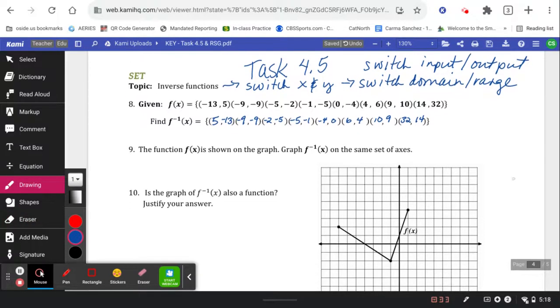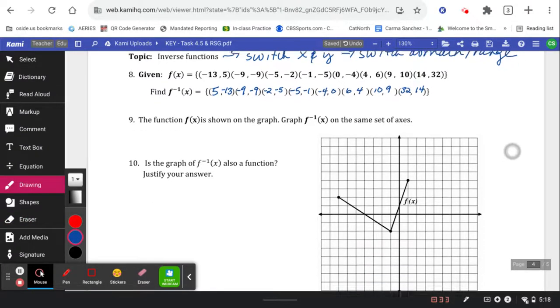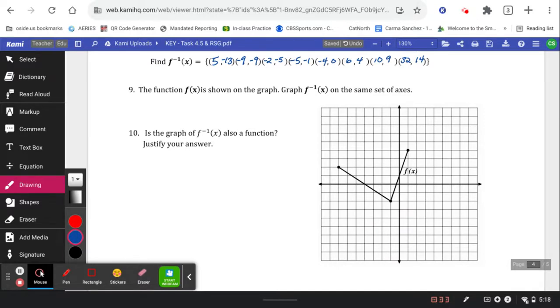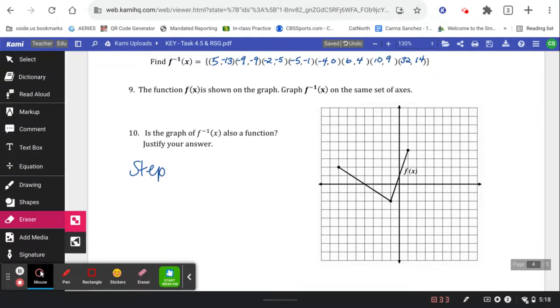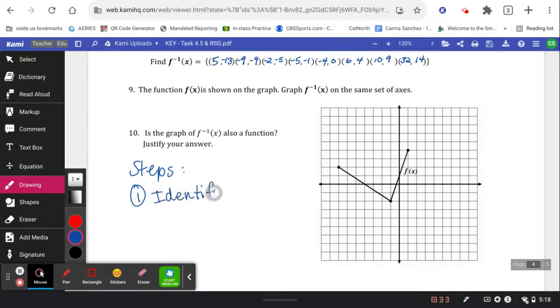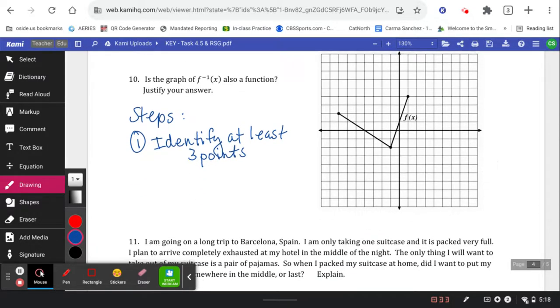Okay. Now, besides listing out coordinate pairs, sometimes we're going to be asked to graph inverses. So what are my steps for graphing an inverse? Okay, steps. Step one for graphing an inverse is identify at least 3 points. I need 3 points on this graph in order to have 3 points to flip.